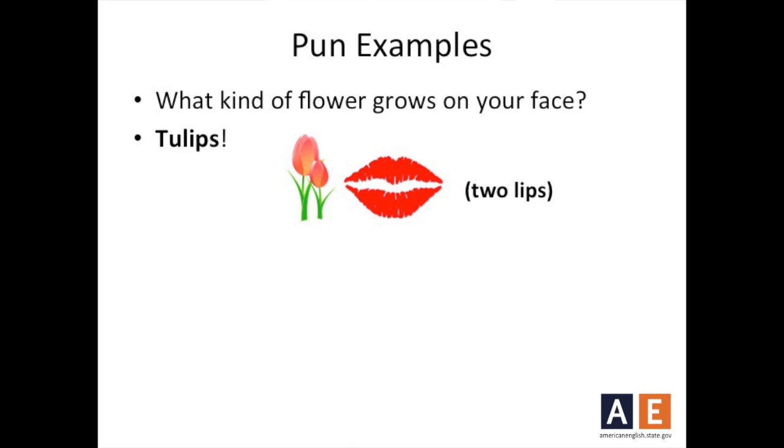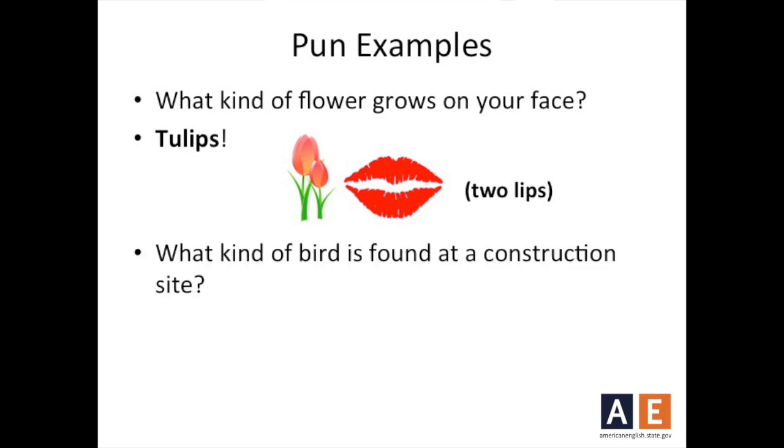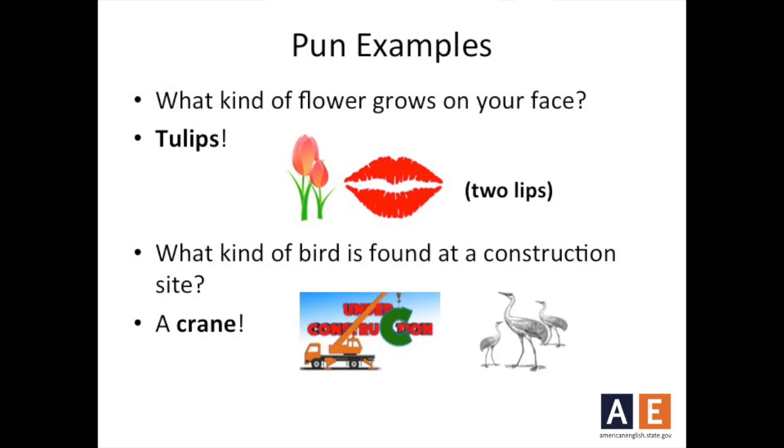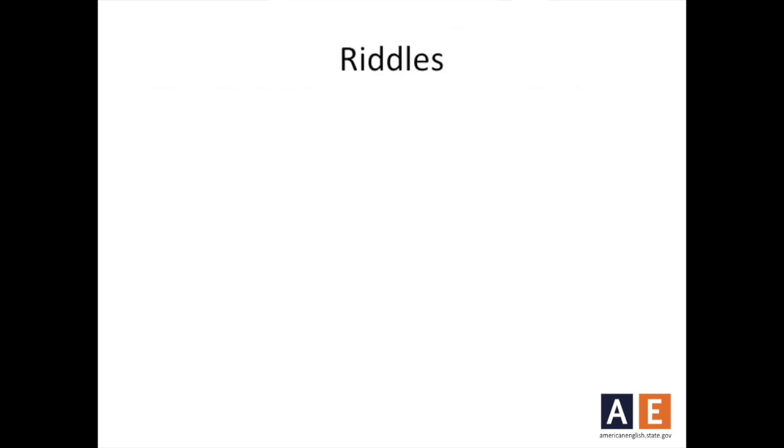Dave, what kind of bird is found at a construction site? I don't know. A crane. Okay, so this pun deals with words that look the same. The crane at a construction site is spelled the same as the bird, whose name is a crane. I got it.